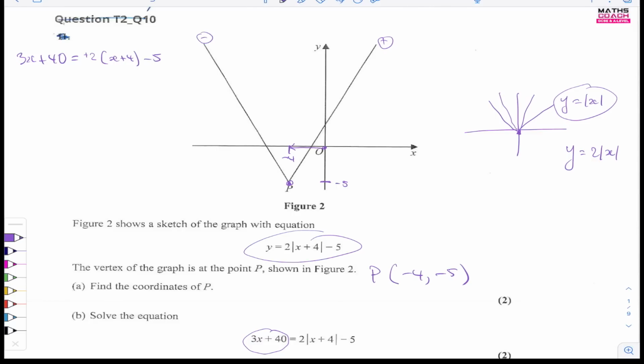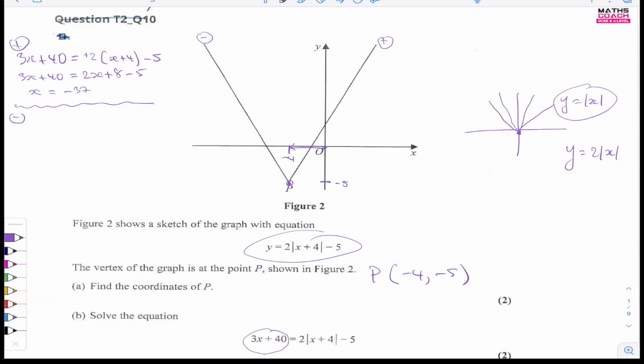And if you solve that equation, we get 3x plus 40 equals 2x plus 8 minus 5. So that rearranges to x equals 3 minus 40, which is minus 37. Okay, so we get this solution. And so that's the positive branch.